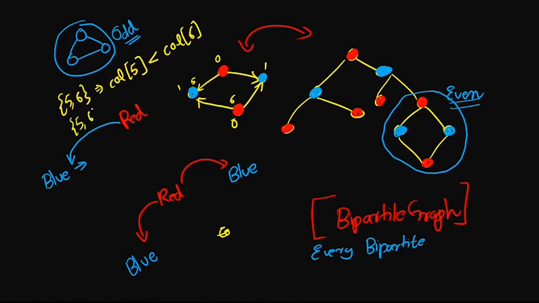What we'll be getting is 5 to 6 equals to, what is color of 5? 1. Is 1 less than 0? No, it isn't. So you'll be getting a 0. So you got it right. This is how we'll do it, so 5 to 6 we have made it 0.